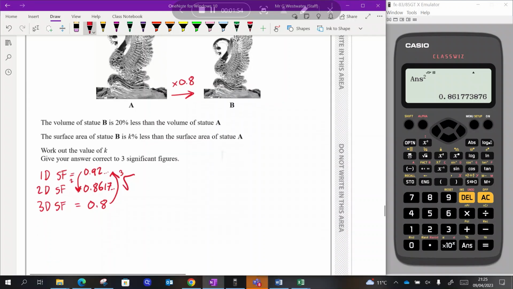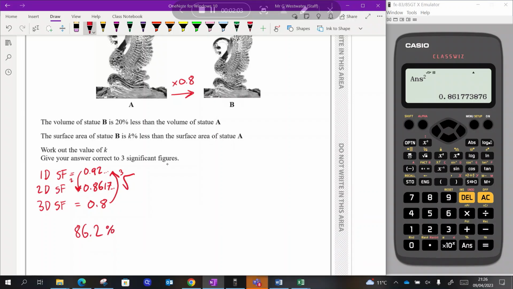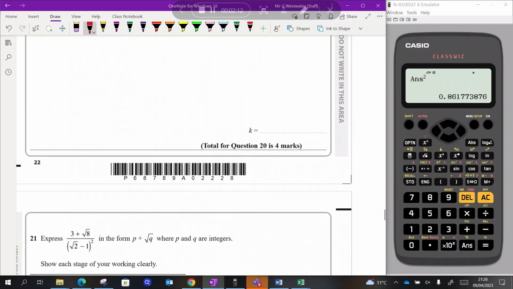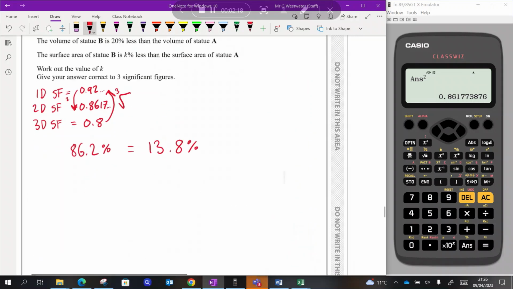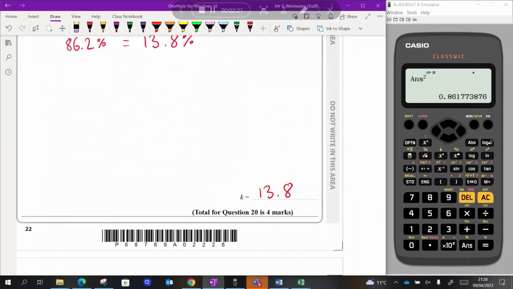So what does this represent as a reduction? So this is 86.2% to 3 significant figures, which is what we're after, which represents a 13.8% reduction. Okay. Does it want a percentage sign? No, it just says is k% less. So k equals 13.8 to 3SF. Okay.